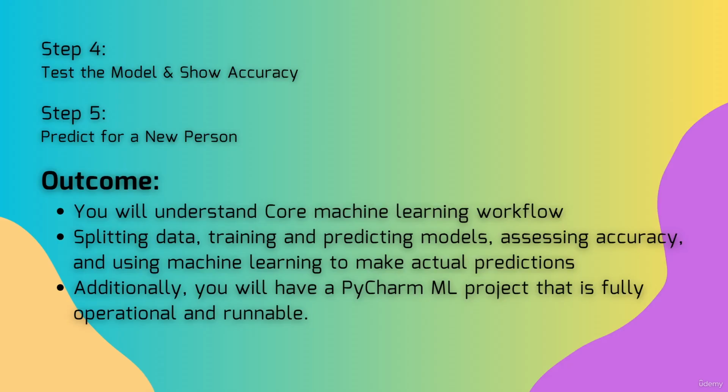The outcome of this class project is that you will understand how the machine learning core workflow works. You will know how to split data, train and predict with the models, assess accuracy, and also you will learn how to make actual predictions using machine learning. Additionally, you will have a machine learning project which is fully functional and operational at the same time. So let's open up PyCharm and create our project file.